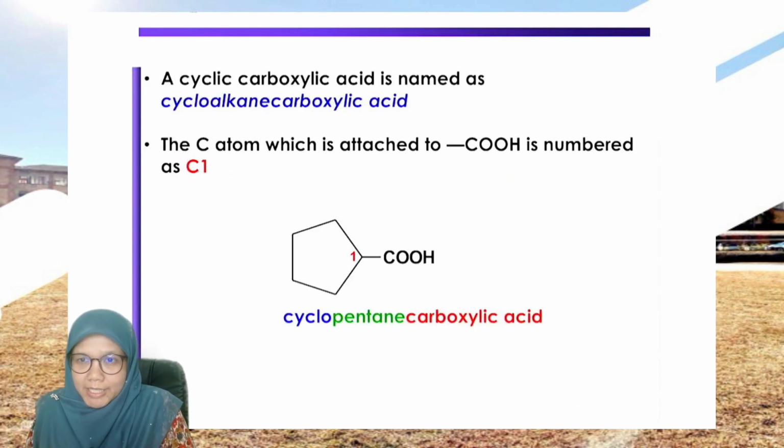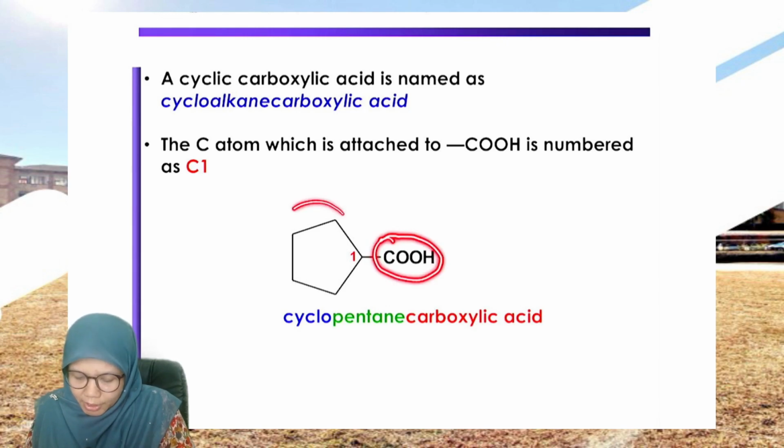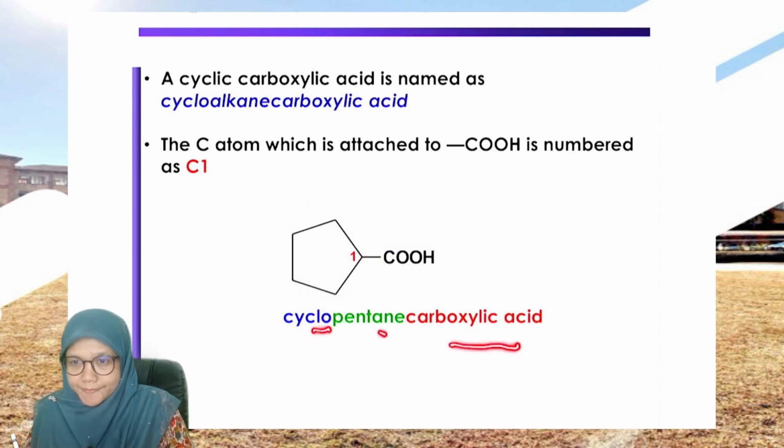A cyclic carboxylic acid is named as cycloalkane carboxylic acid. The C atom which is attached to COOH group is numbered as carbon 1. Okay, if we refer to this example, COOH group or carboxyl group is bonded to cyclopentane. So, name of this compound is cyclopentane carboxylic acid.